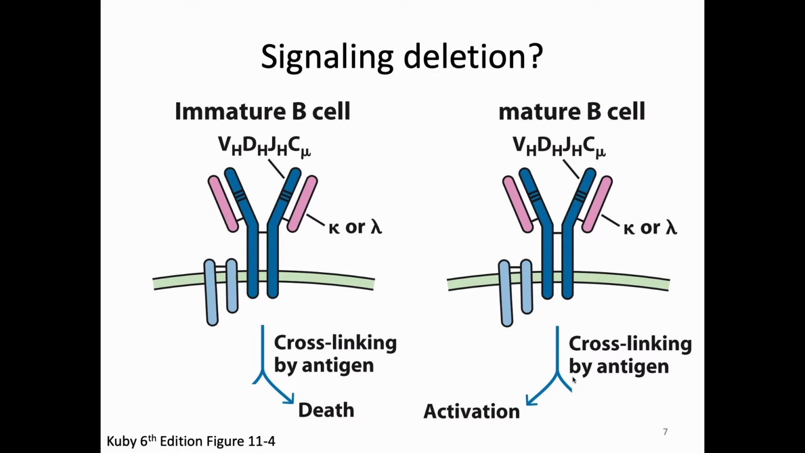But if it got the identical signal outside of the bone marrow, it would be like, woohoo, antibody time. So somehow this B cell knows, I'm immature, I'm in the bone marrow, and I saw my antigen, so I should die. Versus, I'm mature, I'm out of the bone marrow, I saw my antigen, I should live. And how the heck the B cell knows that difference, we're actually not very sure, because it's the identical signal the B cell is getting.